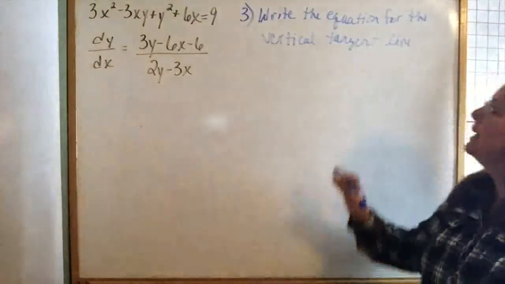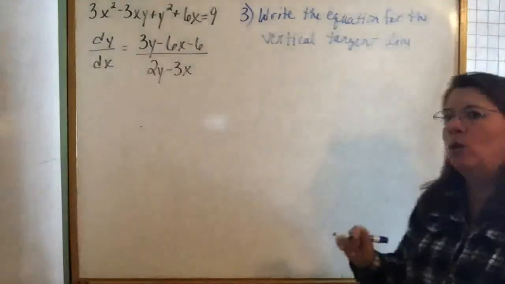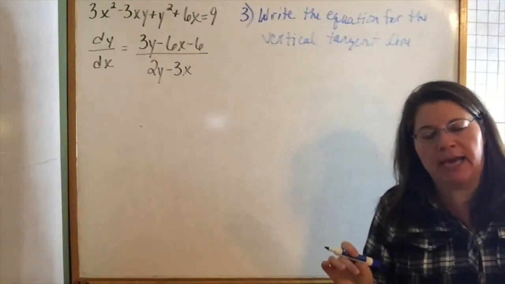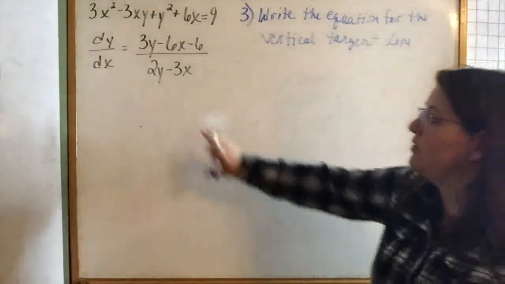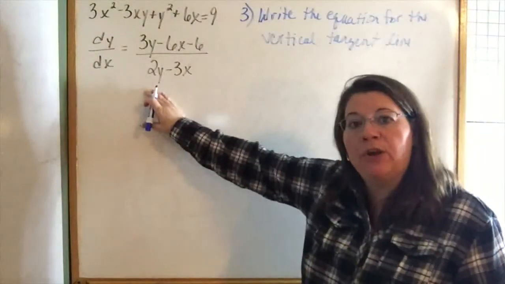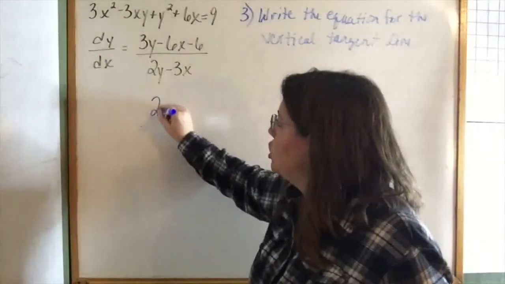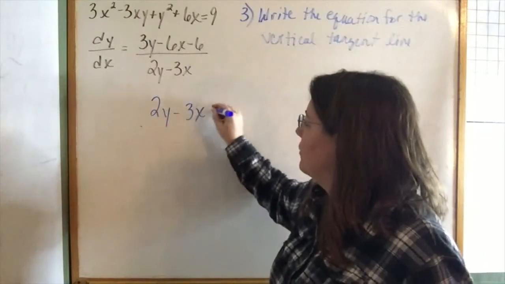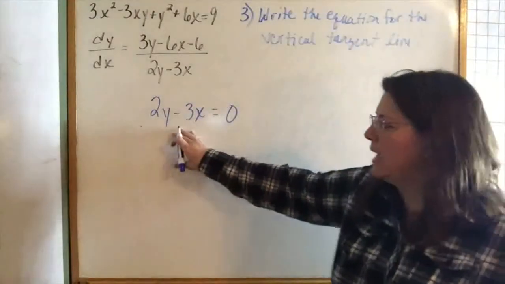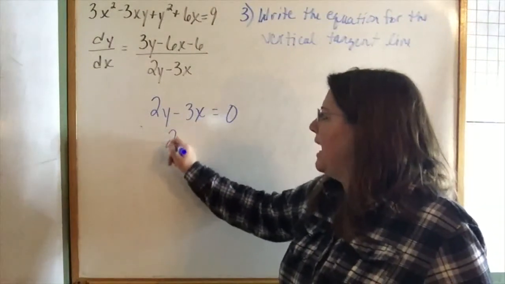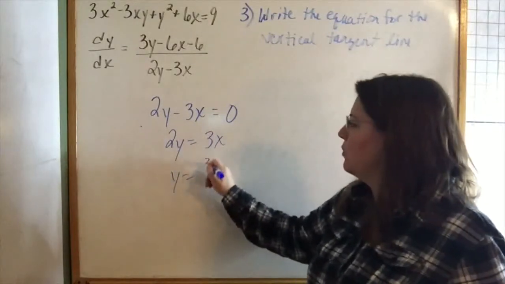In part 3, they've asked us to write the equation for the vertical tangent line. Well, we know we have a vertical tangent line when the slope of the tangent line is undefined. So, since this represents slope, we need to figure out when this is undefined. Well, it will be undefined when 2y minus 3x equals 0. So if we simplify this and get y by itself, wouldn't we have 2y equals 3x, so y equals 3/2 x?